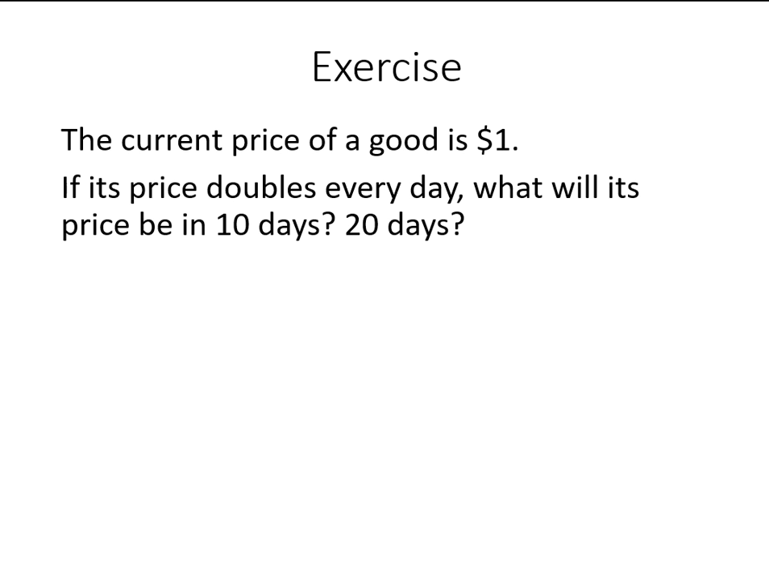Yes, you're right. In order to figure out the price in 10 days, since it's $1 and the price doubles every day, it will double over the remaining 9 days, so it will be 2 to the power of 9. What's the answer for 2 to the power of 9? I will ask the Google in my home. Okay, Google, what is 2 to the power of 9? The answer is 512. So after 10 days, that $1 will be worth $512. How about 20 days?